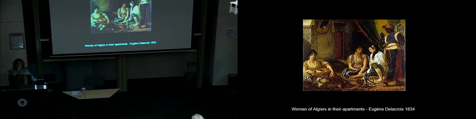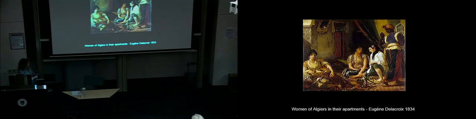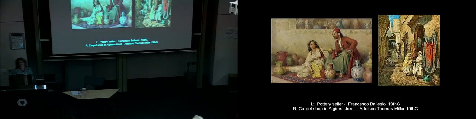Delacroix famously painted the women of Algiers in their apartments, waiting around, beautifully dressed or half-dressed, usually with a black maid as well, usually in the corner. And these are very well-known paintings of the kind of harem, which was a great subject for the artists of the time, but also pottery sellers, people in the street, carpet sellers, and the general scenes that they would have encountered on their grand tour.